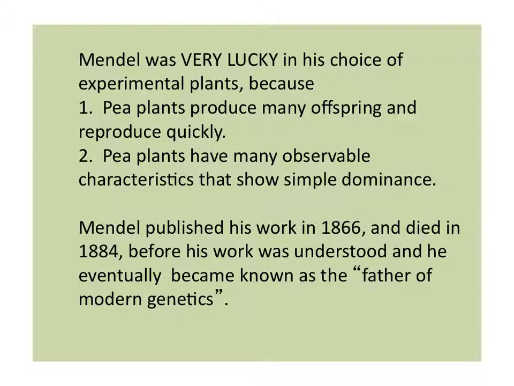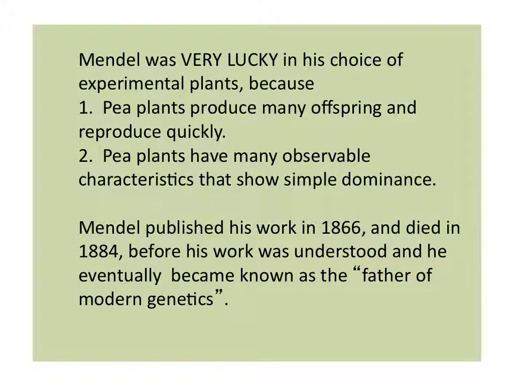Now you have to realize that he was a very lucky guy in his choice of experimental plants. For one thing, pea plants produce lots of different offspring and reproduce very quickly. Had he chosen something like, say a tomato plant, or worse yet, a pine tree, it may have taken years for him to get any kind of results. But because he was working with these pea plants, he could have lots and lots of offspring, very fast generations, and so he could really get more data in a shorter period of time.